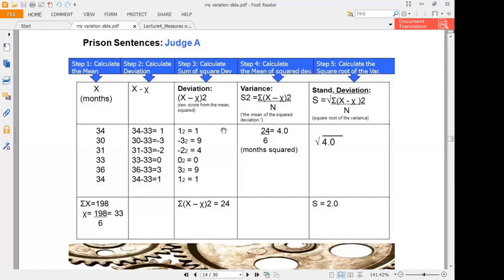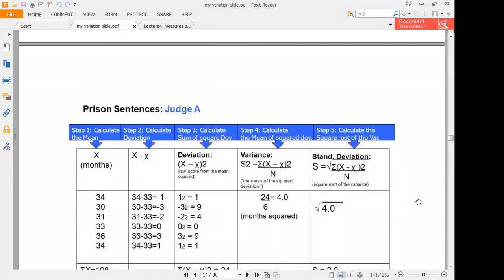Now we can calculate the variance by just getting the sum divided by the number of observations. And the number of observations here is 6. So the sum is 24 here. We say 24 divided by 6, and that gives us 4.0. So our variance here is 4.0, but we are interested in getting the standard deviation also. So our standard deviation here will be the square root of 4, and that is 2.